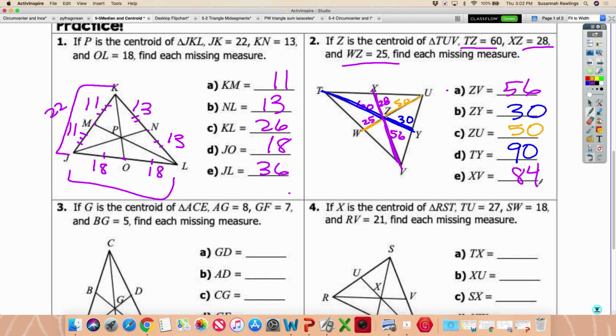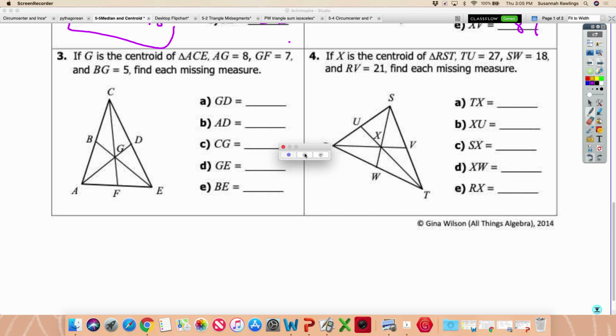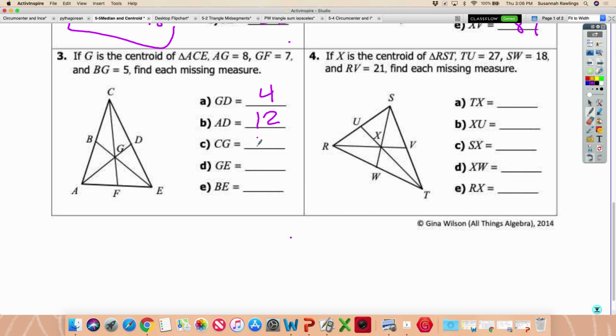Okay, so I'm going to pause and you guys can try the number 3 on your own. So you should have gotten 4, 12, 14, 10, and 15. Any questions there? Okay, so there we were either doubling or taking half. Number 4 adds in the 1/3, 2/3 ratio. So maybe some of you already looked at that.